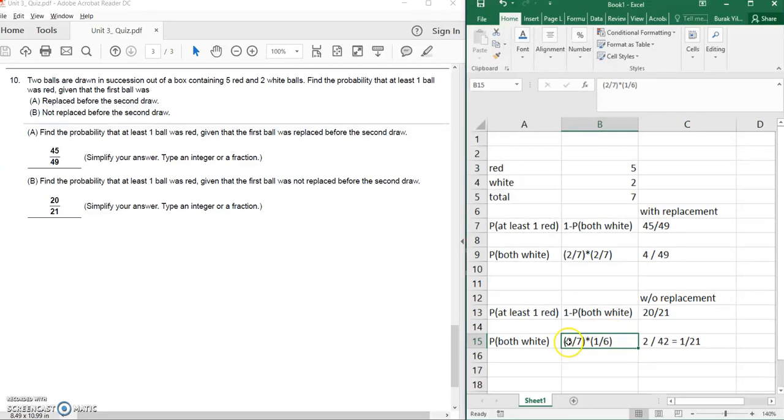The first one was 2 over 7, so when you multiply them, that makes 2 over 42, and you just simplify that, that's 1 over 21. So again, we subtract from 1 to figure out the desired probability. So 1 minus 1 over 21 is 20 over 21. So that's part B.